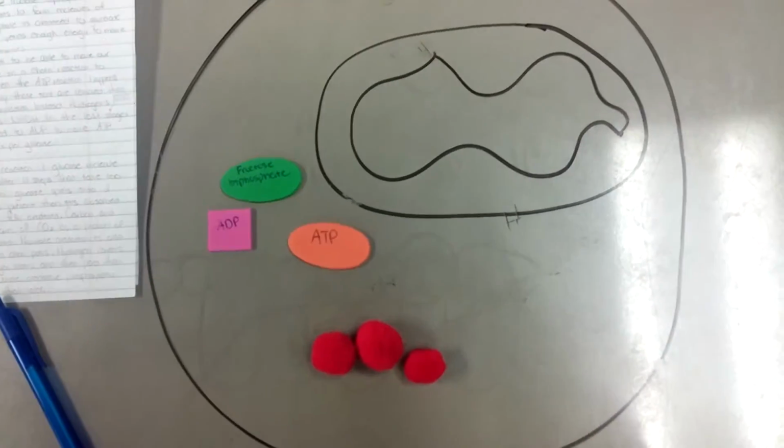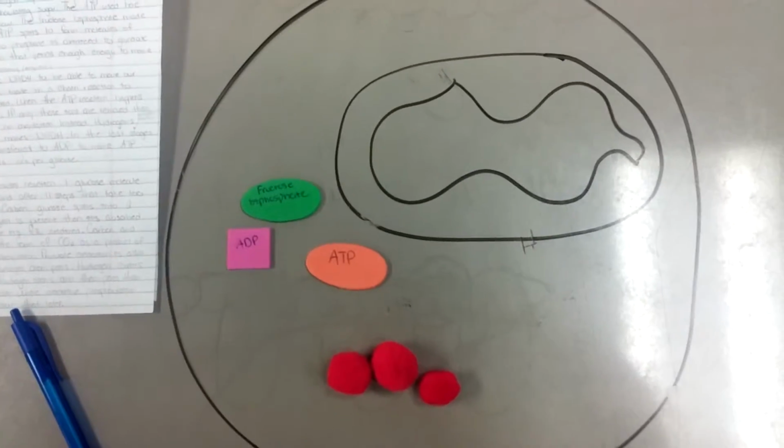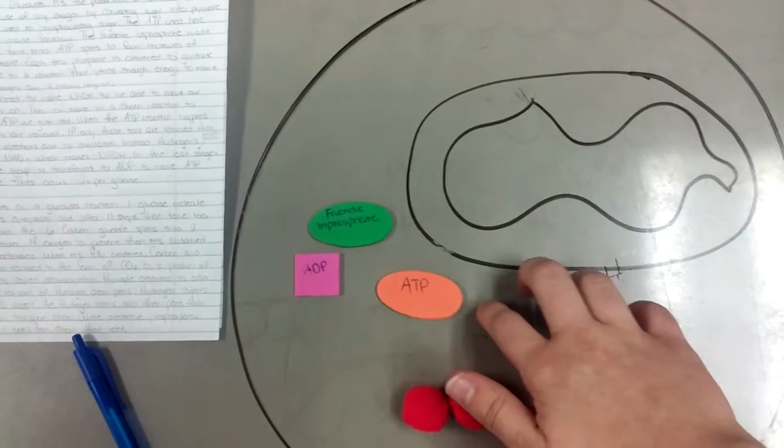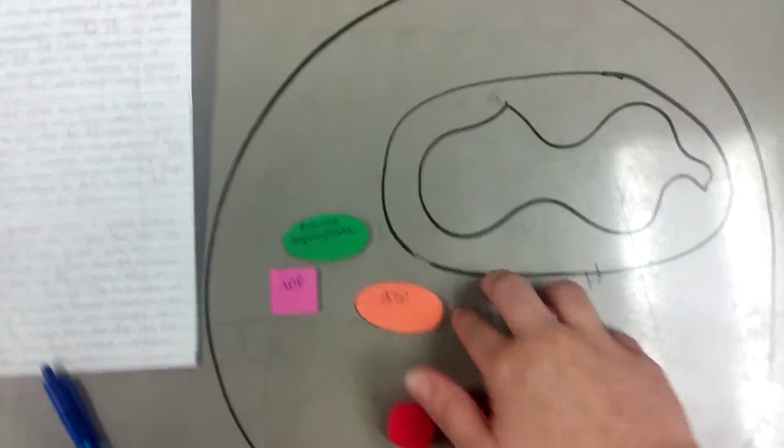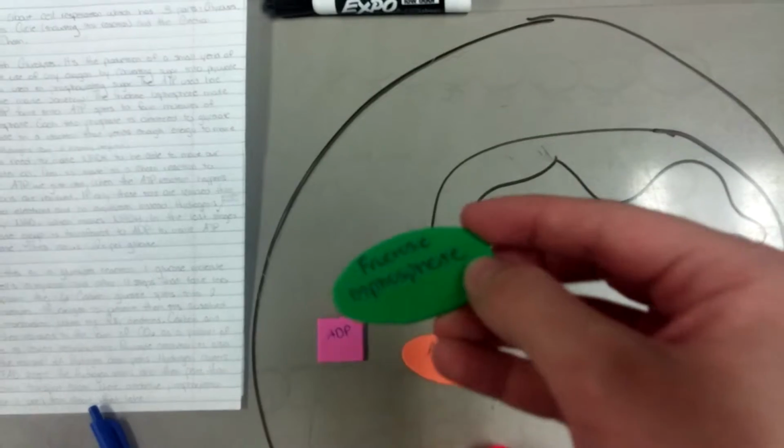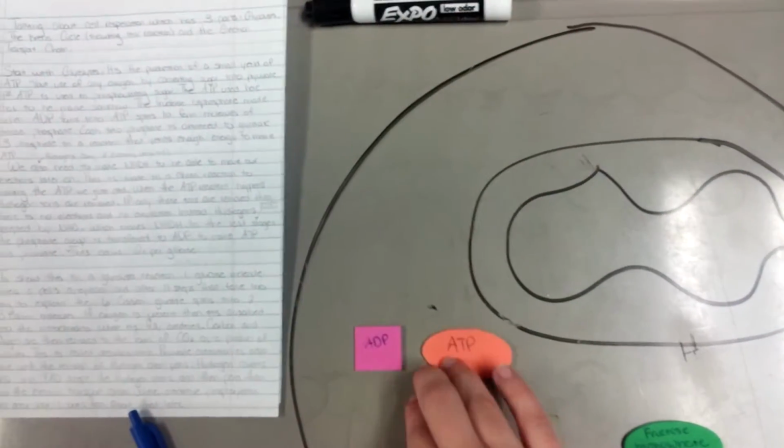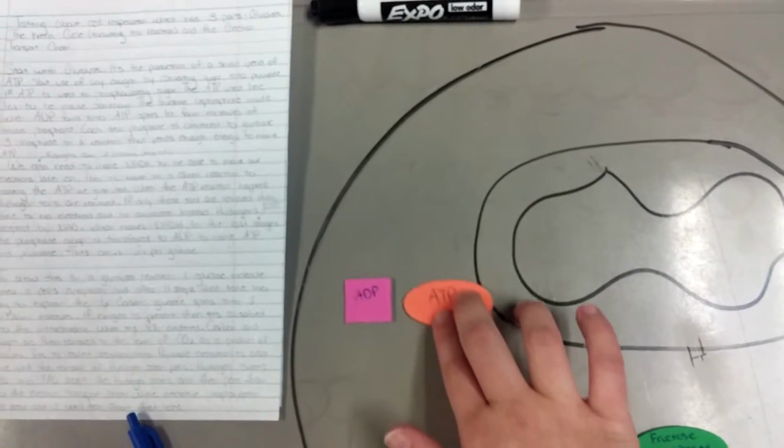So ATP is used by phosphorylating sugar. So the ATP here has to be made somehow. So we have fructose bisphosphate. That's made when ADP is converted into ATP.